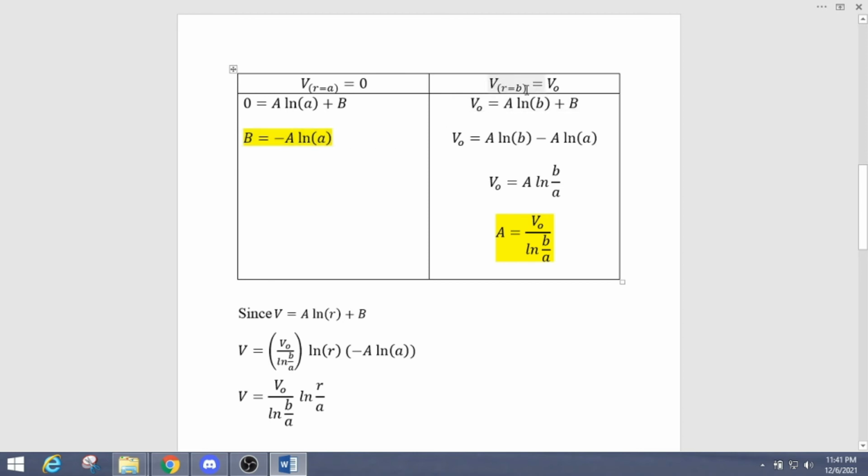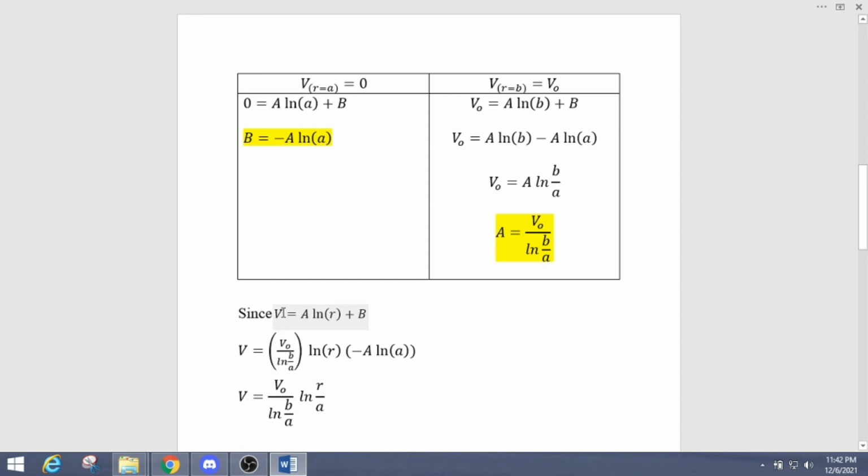While for r equals b, V at r equals b is equal to V naught. V naught equals A ln b plus B. We substitute B and we get V naught equals A ln b minus A ln a. So we get V naught equals A ln b over a, because when ln is subtracted, the ln terms will be divided. So we rearrange in terms of A. A equals V naught over ln b over a.